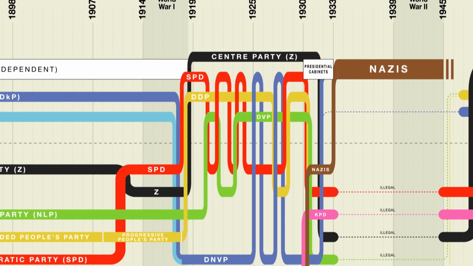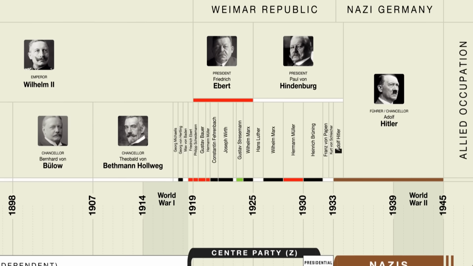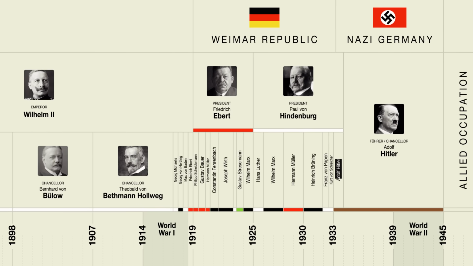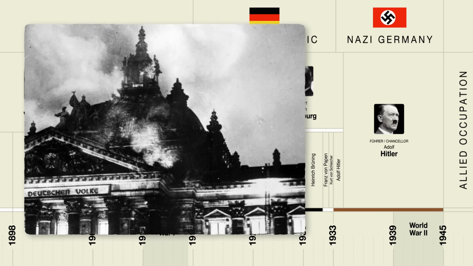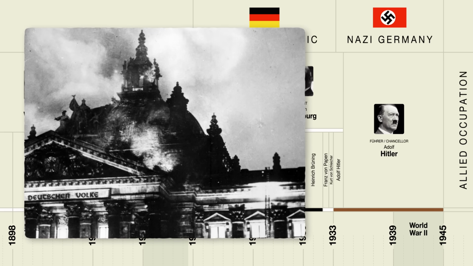In 1933, Hindenburg made Hitler chancellor, and a coalition was formed between the Nazis and the DNVP. Then, just 1 month later, the Reichstag was set on fire, perhaps by a lone arsonist, perhaps by communists plotting a coup, or perhaps by the Nazis themselves. This is all still debated.